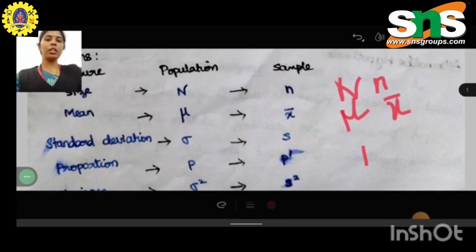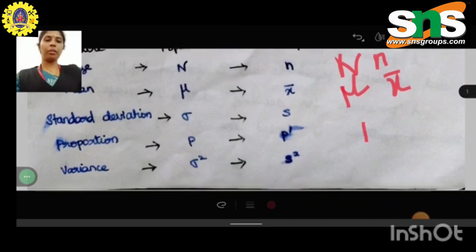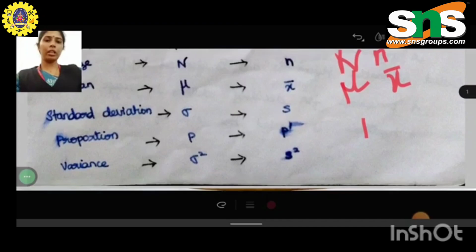Here mean is the average of the population's data, and standard deviation is the statistical error or the deviation of the values from the mean value, how it is deviating from the common value. We call it standard deviation.